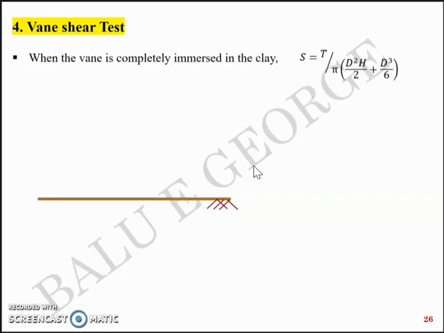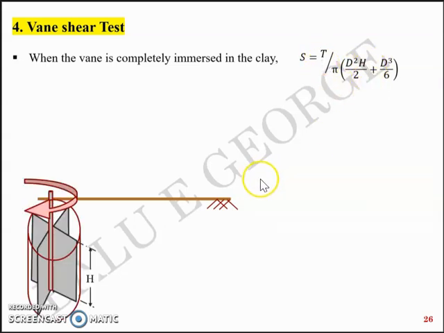Now, when the vane is completely immersed in clay, the relation between shear strength S and torque T is here: S equals T by pi into (d square h by 2 plus d cubed by 6), where d is the diameter, h is the height, and T is the torque. And this is the case when you have the vane completely immersed in the clay.